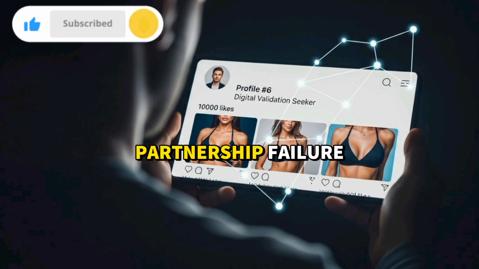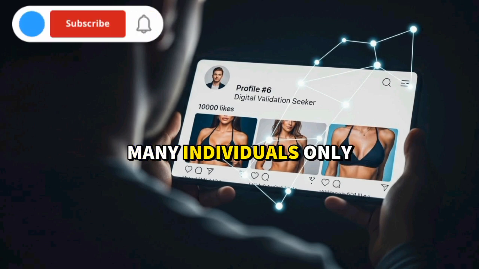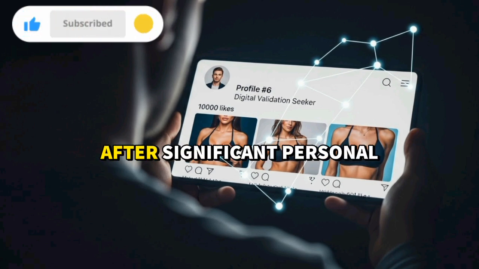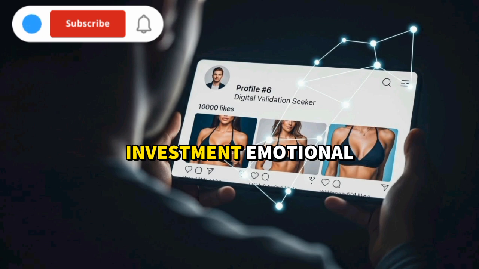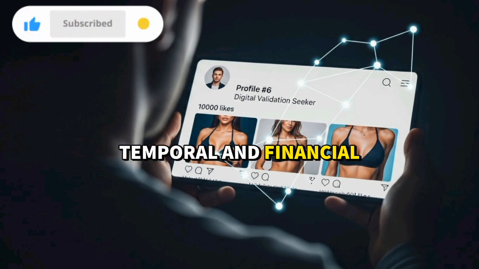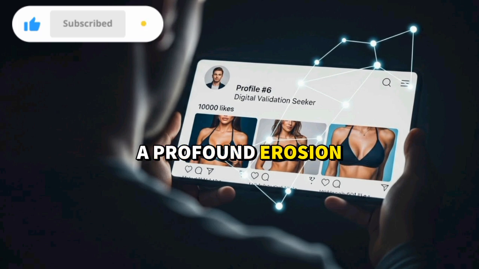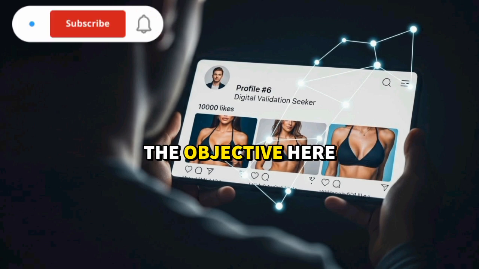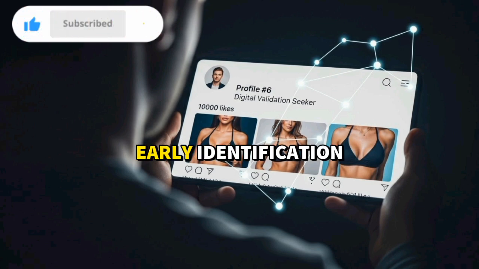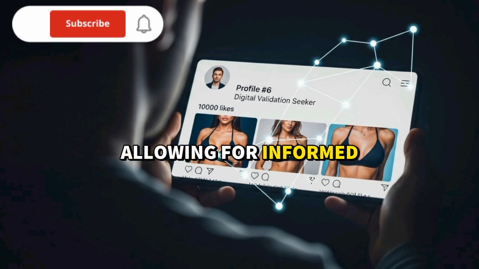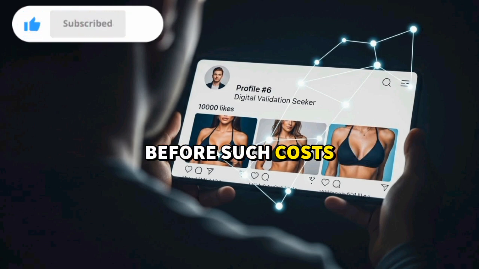with long-term partnership failure. Many individuals only recognize these patterns after significant personal investment, emotional, temporal, and financial, has been expended, and after experiencing a profound erosion of trust. The objective here is to provide a framework for early identification, allowing for informed decision-making before such costs are incurred.